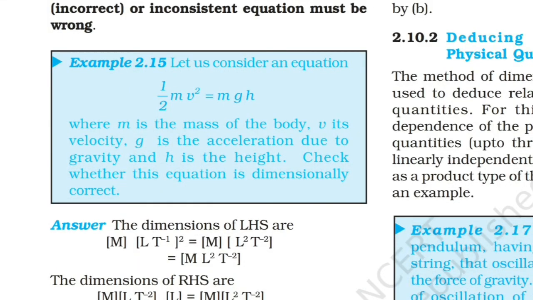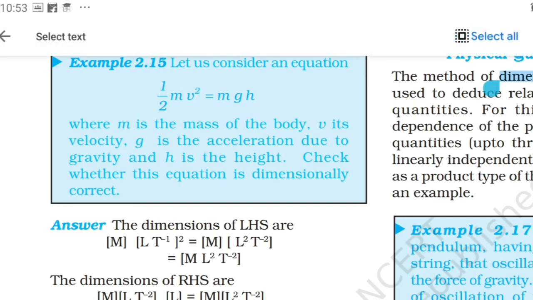Now we will discuss example 215. Let's consider an equation half mv square equal to mgh, where m is the mass of the body, v its velocity, g is the acceleration due to gravity, and h is the height. Check whether this equation is dimensionally correct.